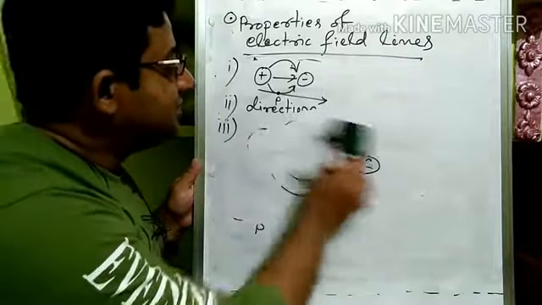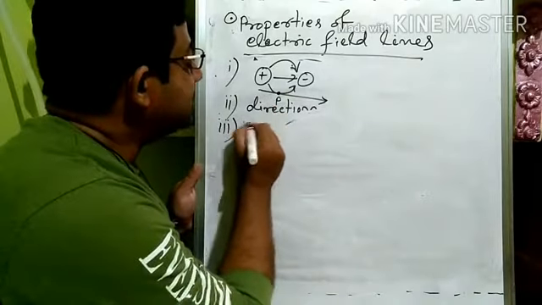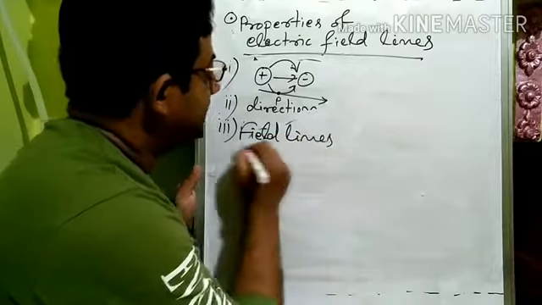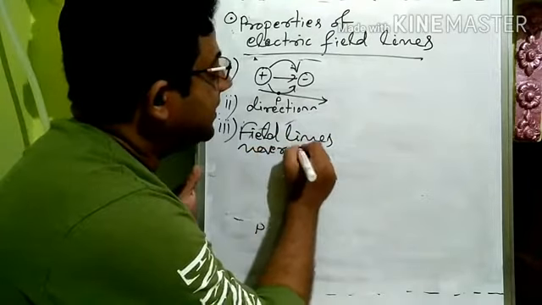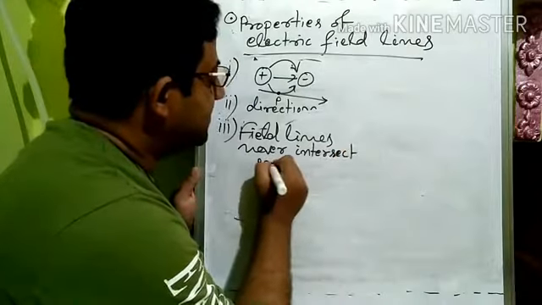So what I'll say is, the third point is, field lines never intersect each other.